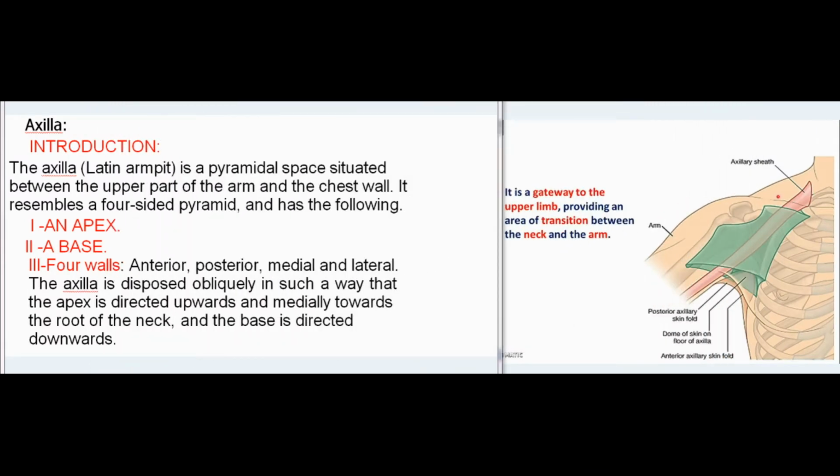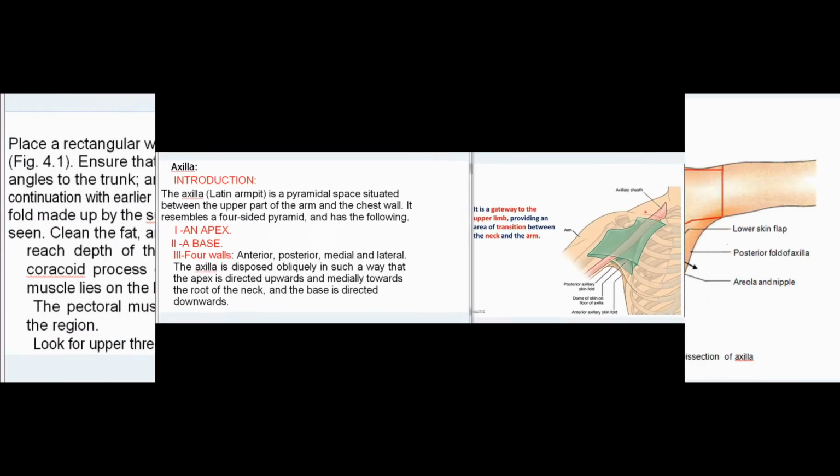Axilla Introduction. The axilla, Latin for armpit, is a pyramidal space situated between the upper part of the arm and the chest wall. It resembles a four-sided pyramid and has the following: 1. an apex, 2. a base, 3. four walls: anterior, posterior, medial and lateral. The axilla is disposed obliquely in such a way that the apex is directed upwards and medially towards the root of the neck, and the base is directed downwards.